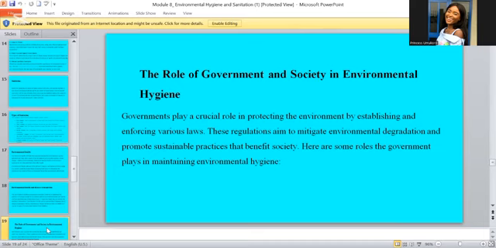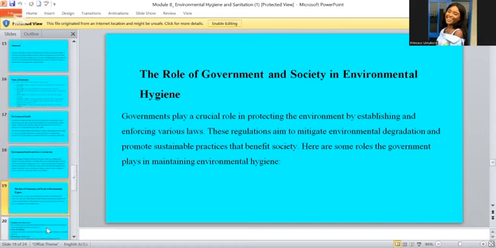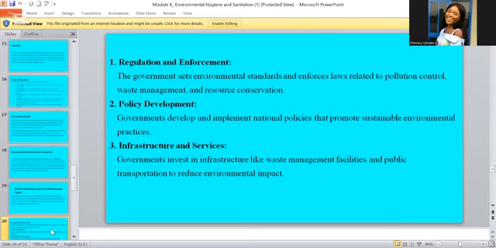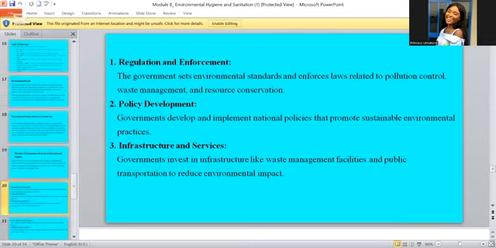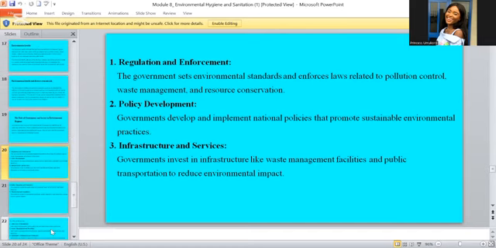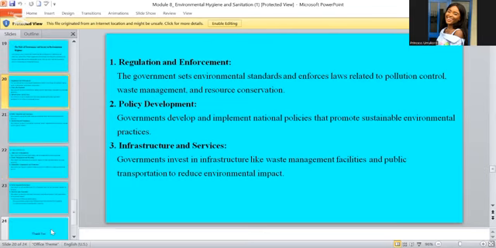These are some of the roles the government plays in maintaining environmental hygiene. We have one, regulation and enforcement. The government sets environmental standards and enforces laws related to pollution control, waste management, and resource conservation. Government also develop and implement national policies that promote sustainable environmental practices. They should also invest in infrastructure like waste management facilities and public transportation to reduce environmental impact.